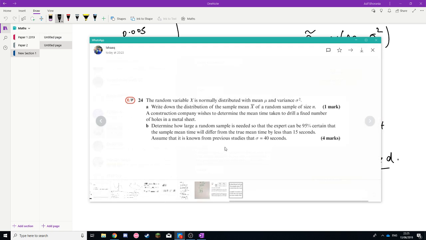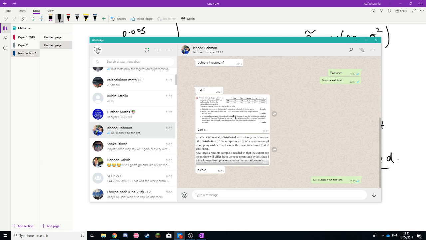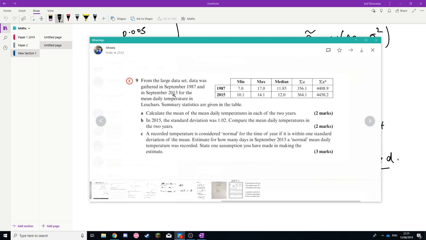Is this a distribution question? Okay, cool. So this is a distribution question as well. What's this? Part C. Large data set. I'll quickly go through what I think you need to know. If there's anything missing, let me know so I can learn as well.